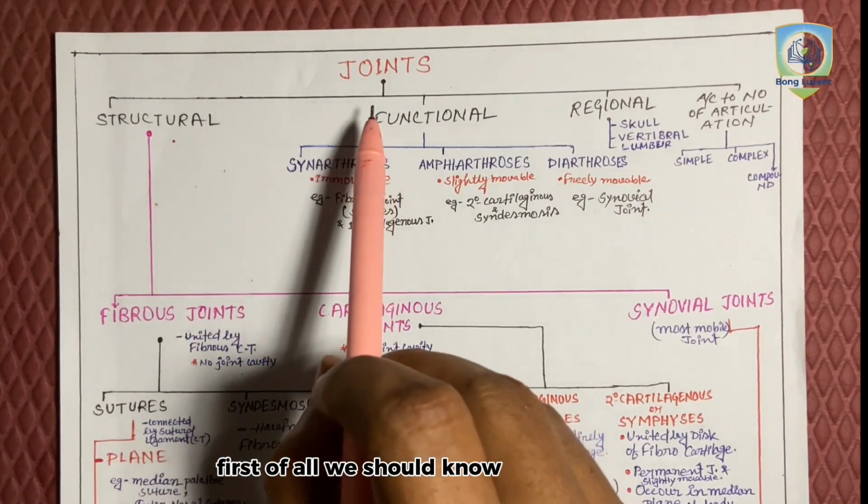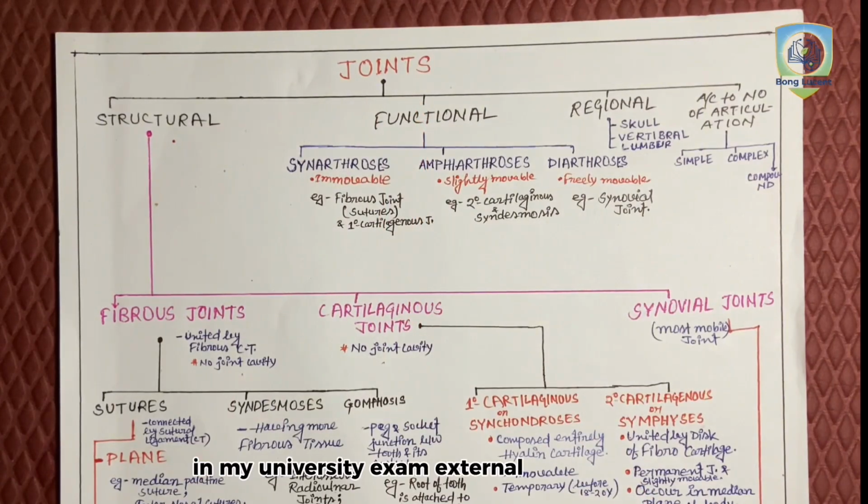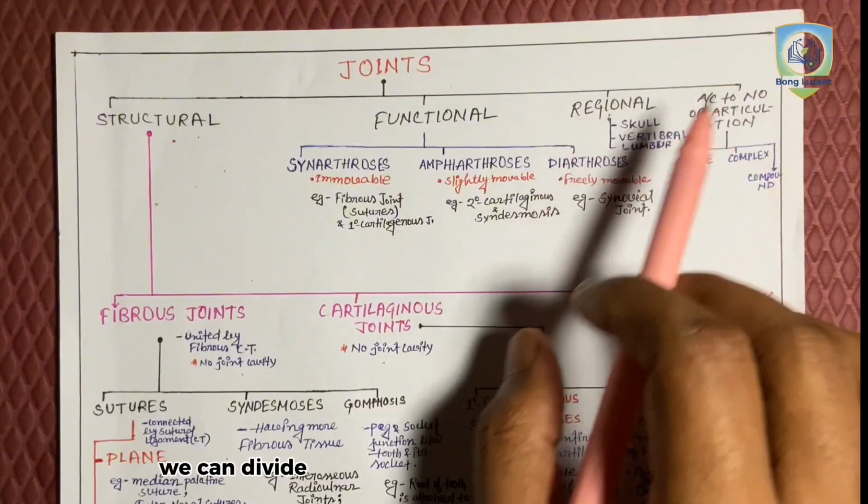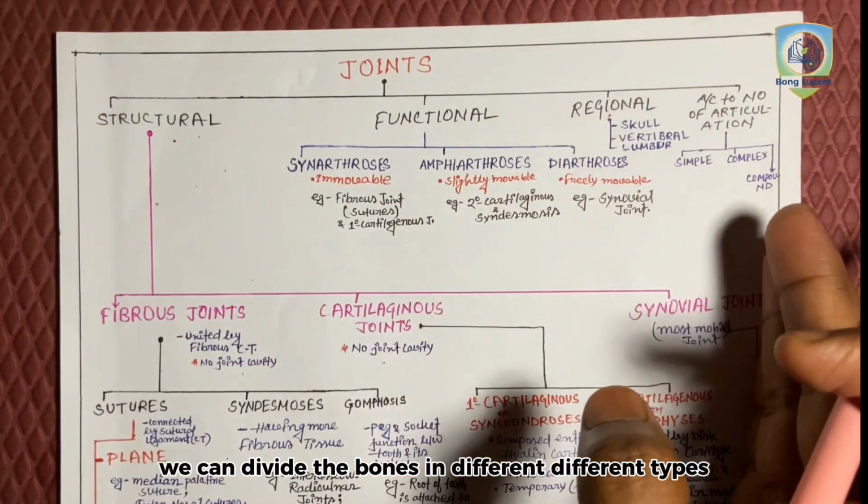First of all, we should know what joints are. In my university exam, the first question asked me was what is a joint. Sometimes we forget the basic things, so don't panic. Just say a joint is nothing but the union or junction between two or more bones or cartilages. According to their structure, function and region, we can divide joints into different types.